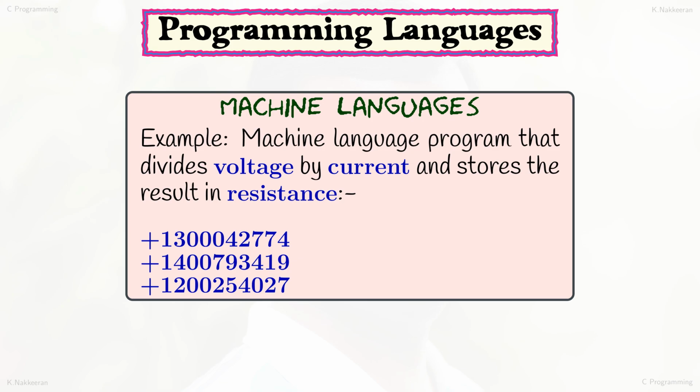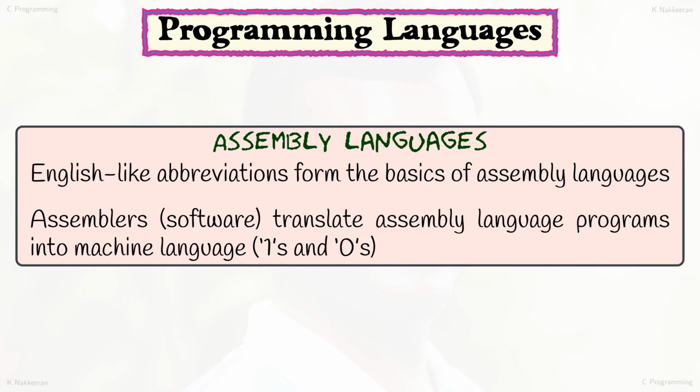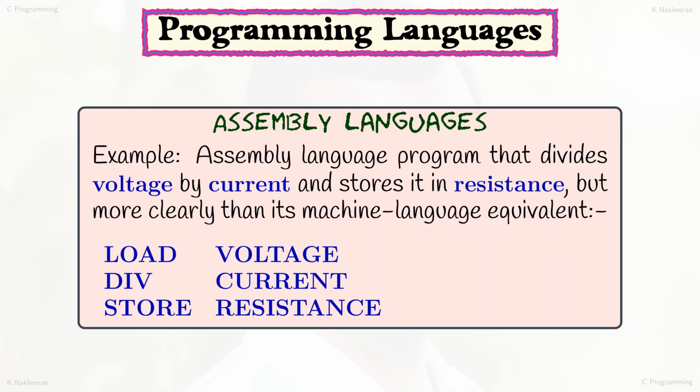Assembly language. English-like abbreviations form the basis of assembly languages. Assemblers translate assembly language programs into machine language. Example: an assembly language program that divides voltage by current and stores it in resistance, but more clearly than its machine language equivalent.